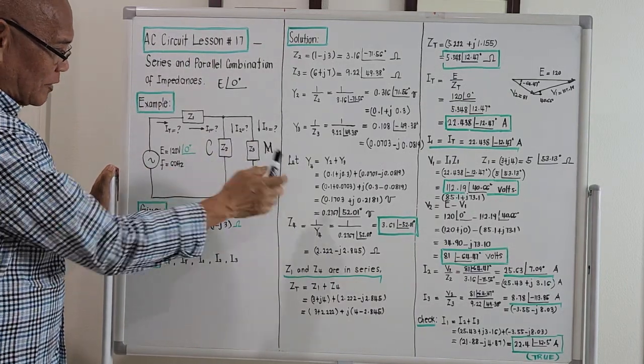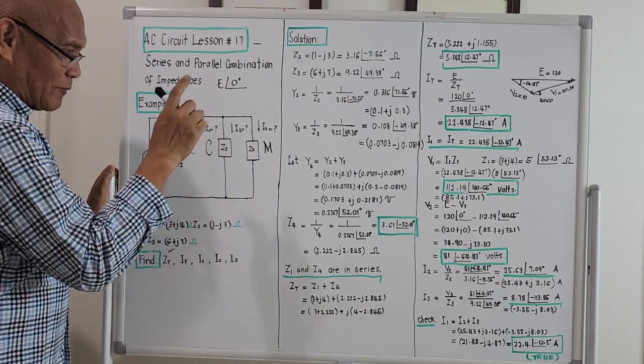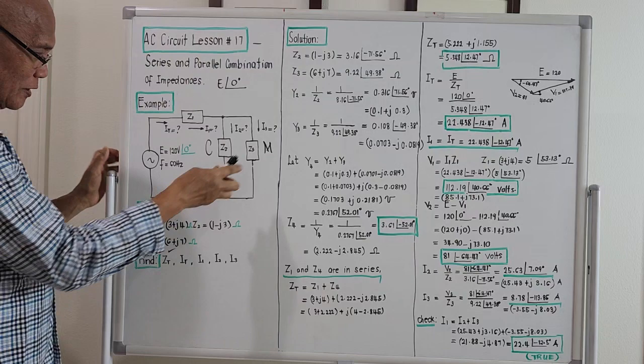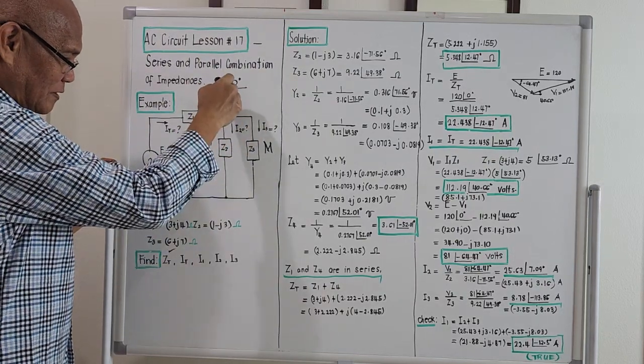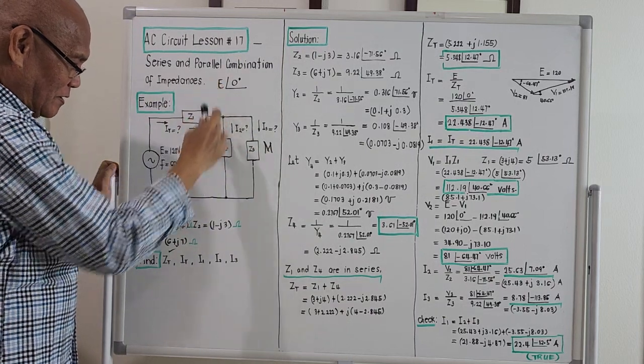C2 and C3 are in parallel. The combination of these is in series with C1. I am asking for the total value of the total impedance of this. Okay. The total current drawn by these three impedances.